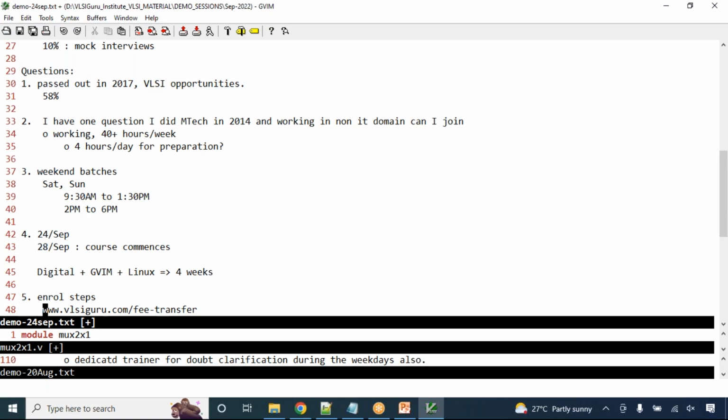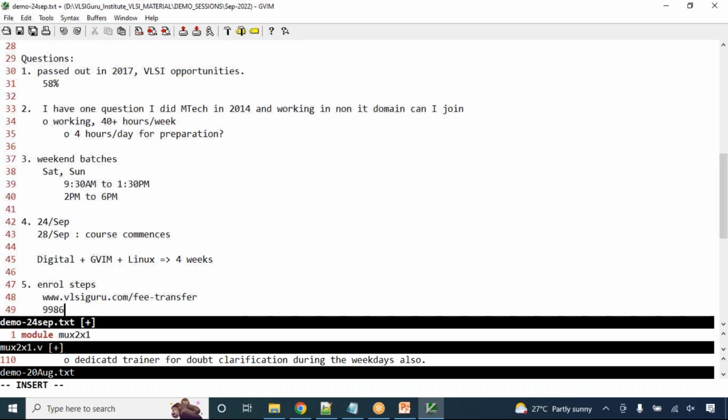So where do I get the fee structure? See, for the fee structure, you can call this number based on which course you are enrolling. They will give you complete details, or you can WhatsApp.